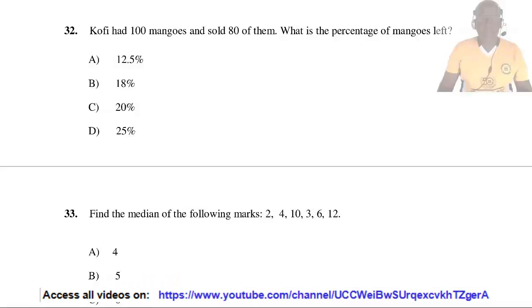Question 32. Kofi had 100 mangoes and sold 80 of them. What is the percentage of mangoes left? Kofi had 100 mangoes. After selling 80 of them, you will be left with 20 mangoes. If 100 mangoes equals 100%, then 20 mangoes will be 20%, so the answer is C.